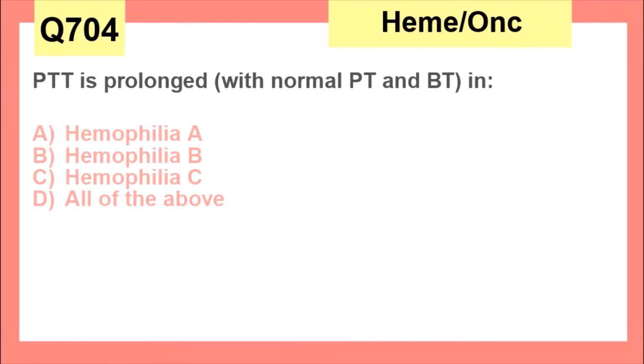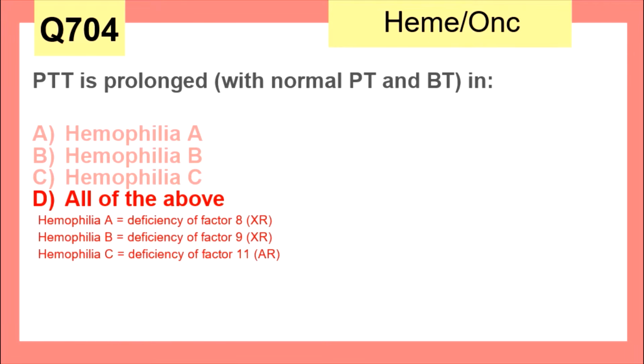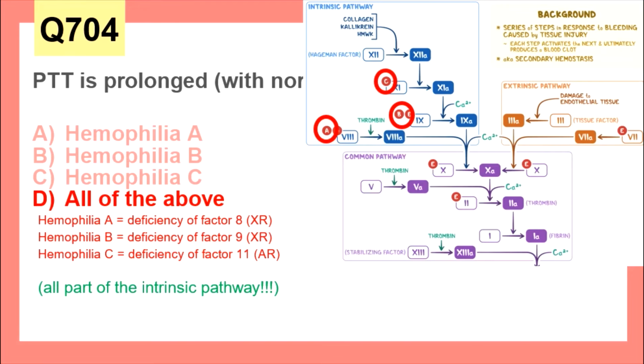Next question, PTT is prolonged with normal PT and BT in which of these conditions? And the answer is all of these conditions, because all of these conditions affect the intrinsic pathway. 8, 9, and 11 are all part of the intrinsic pathway, and defects in the intrinsic pathway elevate PTT. As we can see in this picture from Osmosis, 8, 9, and 11 are all part of the intrinsic pathway, and therefore hemophilia A, B, and C all lead to an elevated PTT.